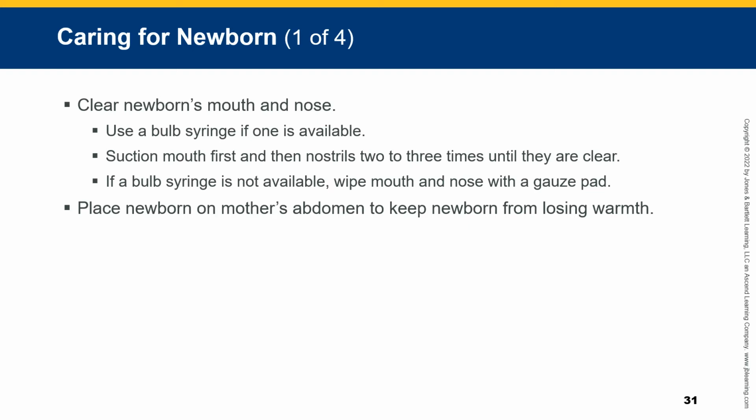When it comes to caring for the newborn, you need to clear the newborn's mouth and nose. Use a bulb syringe if one is available. Suction the mouth first and then the nostrils 2 to 3 times until they are clear. If a bulb syringe is not available, wipe the newborn's mouth and nose with a gauze pad. Place the newborn on the mother's abdomen to keep the newborn from losing too much warmth.